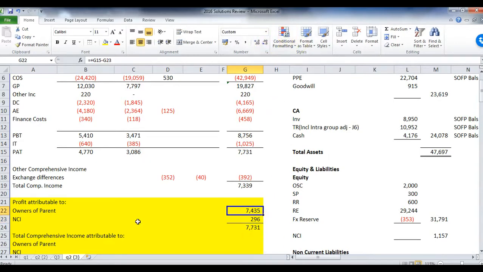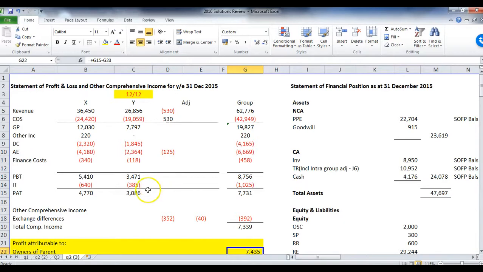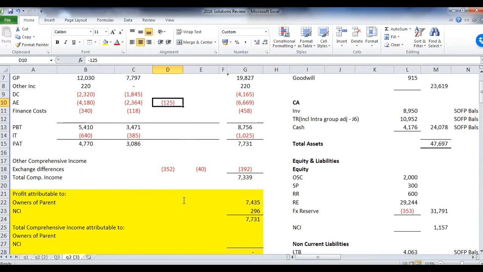So that's how you do the NCI for the profit: you look at the profit for the sub for the year, and you take off any relevant adjustment that will impact the sub's profits. In this case, the 125 goodwill impairment, 10% of that is as a portion to the NCI as well. So that's where your 296 is coming from. 10% of this minus 10% of this.